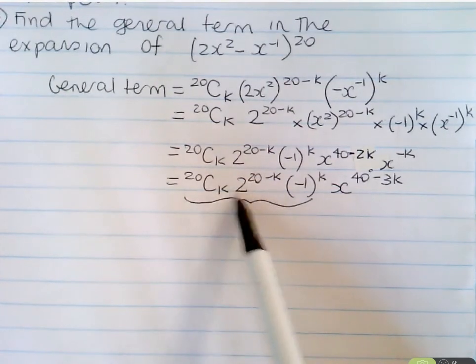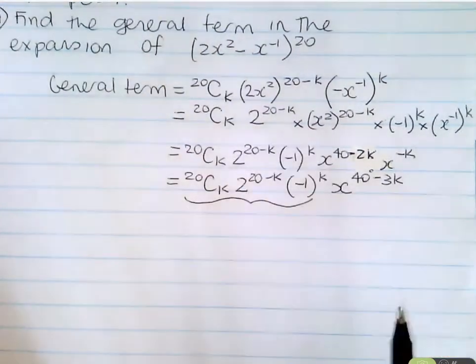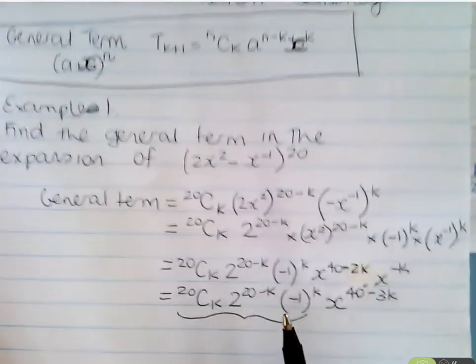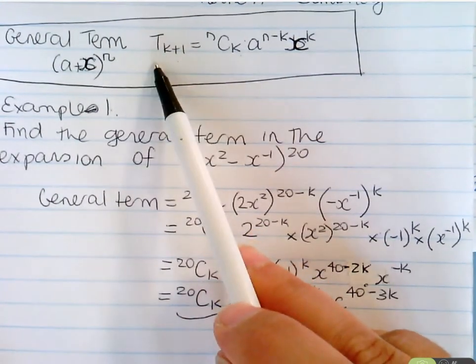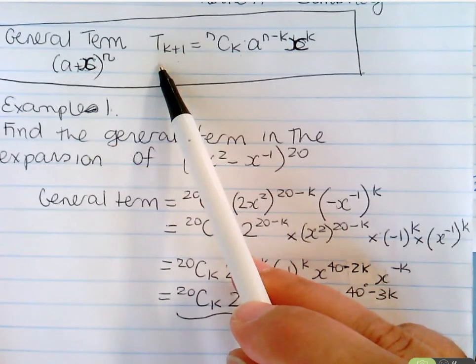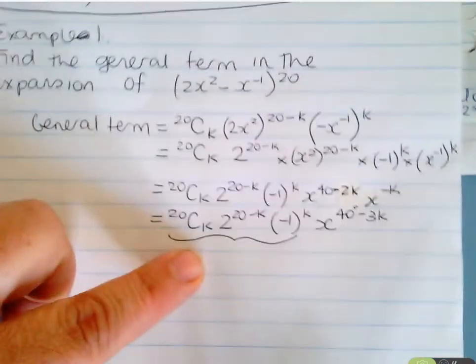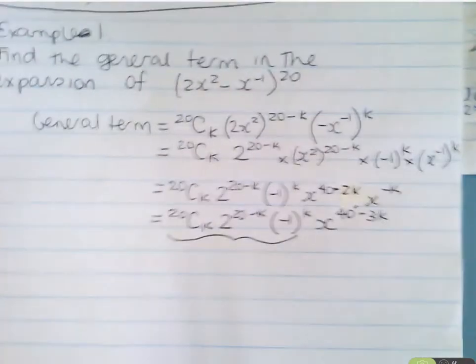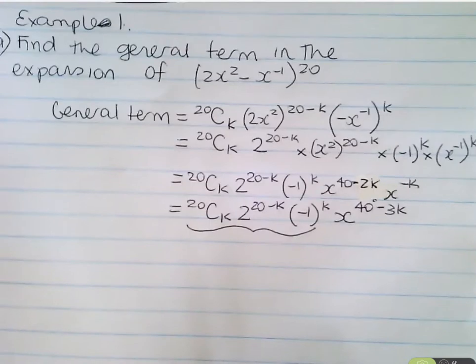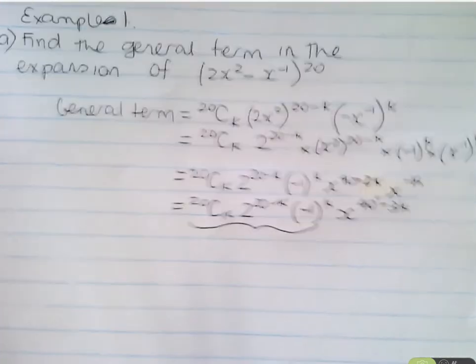So, for example, if I want the fifth term, let's say I wanted the fifth term, what would I substitute for t5? K is 4. Yeah, so if I wanted the fifth term, I would substitute in k is 4 here. All right, but I'm not doing that right now. All right, so that's our first example.